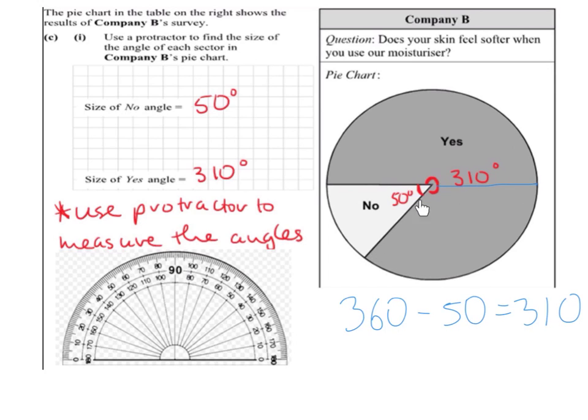And the other angle is an obtuse angle, which means it is greater than 90 degrees but less than 180 degrees. If we measured this angle here, we would measure 130 degrees. So we could say 180 degrees plus 130 degrees would give us 310 degrees. It doesn't matter which way we do it, so long as we find out what the angle is. So this reflex angle is 310 degrees, and that represents the people who said yes. So the size of angle representing yes is 310 degrees.